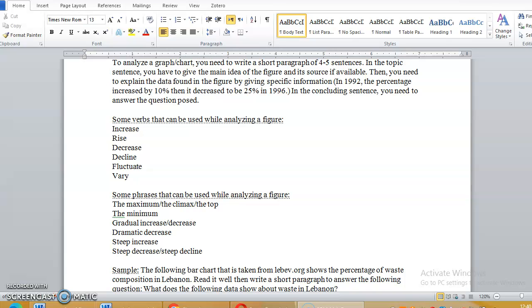Then, in 2 to 3 sentences, we analyze the data found in the graph, in the figure. We have to pay attention to the tenses that we need to use. For example, if the graph gives any data between 1992 and 1996, we have to use simple past tense. And then in the concluding sentence, we answer the question or say what we conclude out of the graph.